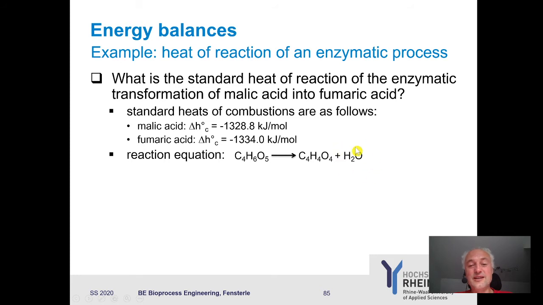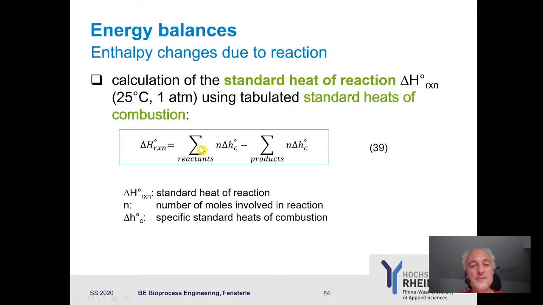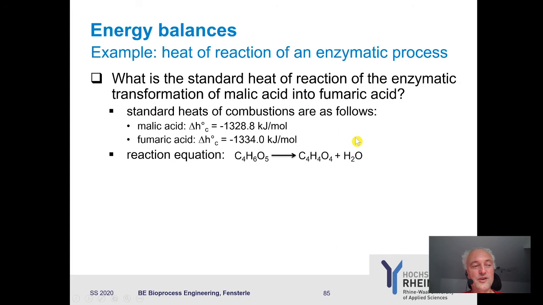In other words, you don't need it for water. Of course, the same is true for carbon dioxide. It's 0. So you have a heat of combustion for carbon dioxide, but it's 0. This means you can simply put that in your equation. You simply use the standard heats of combustion of your reactants minus the standard heats of combustion of your products. This is something I will not write on the board, to avoid the risk of my system breaking down again.